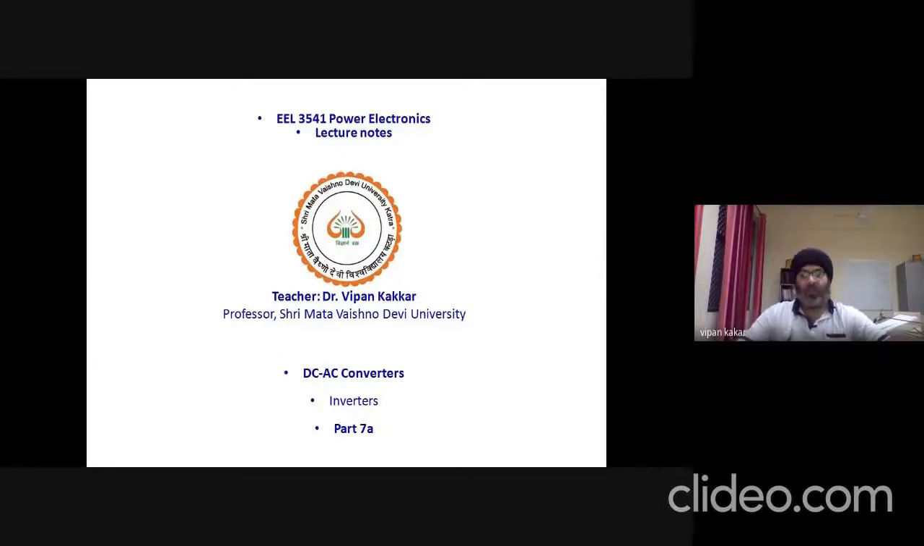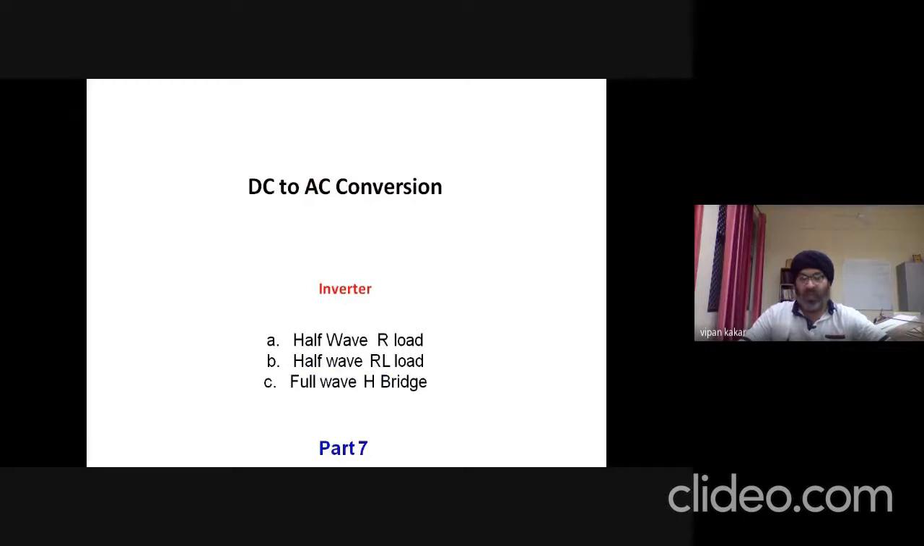All right. So now let's start with our next section on DC to AC converters, also known as inverters. Part 7 of this course on power electronics. In this, we'll be covering half-wave inverters or half-wave DC to AC conversion, having resistive load, half-wave having resistive and inductive load, and then full-wave H-bridge inverter.